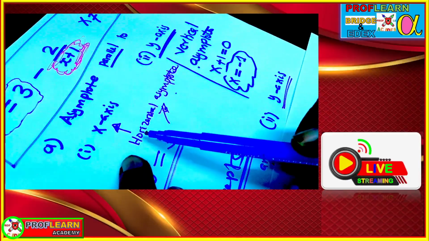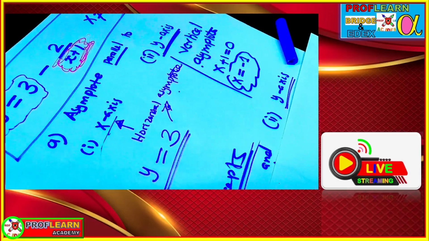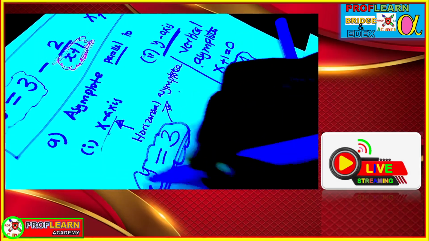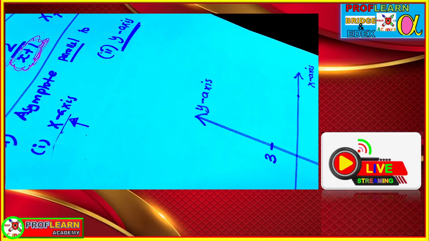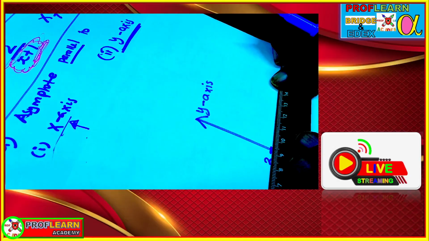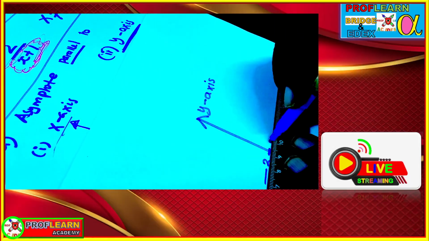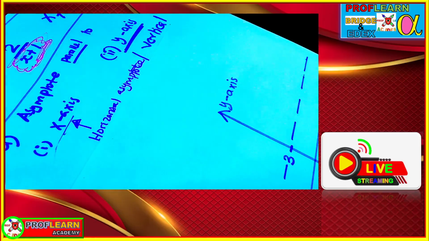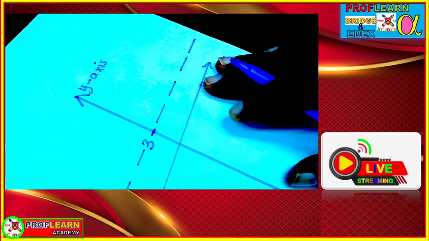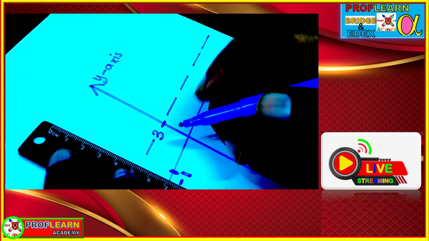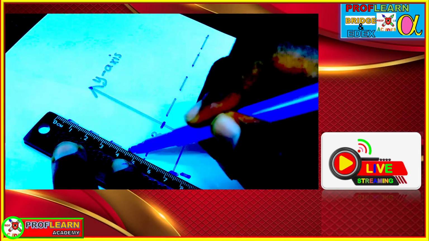We need the asymptotes, which are the horizontal and the vertical asymptote. Here, y is equal to 3, so you go somewhere here. If we have y equals 3 at this point, we draw the horizontal asymptote at that point. That is the horizontal asymptote. The vertical asymptote is going to pass where x is equal to negative 1. So we have negative 1.